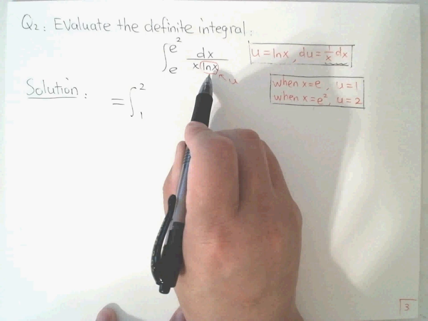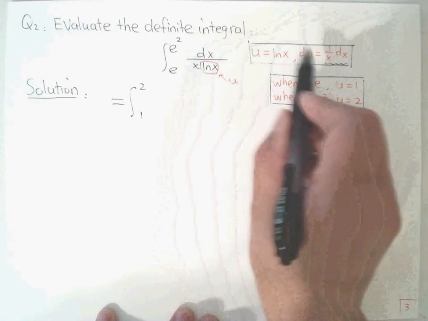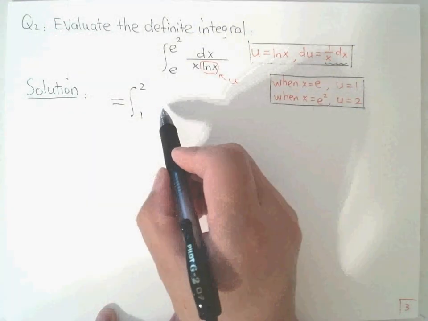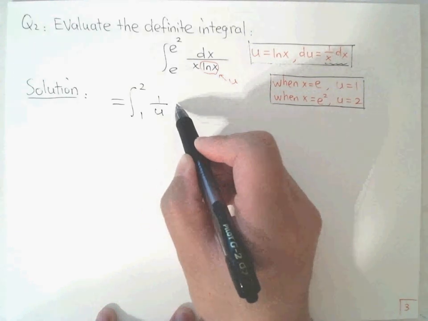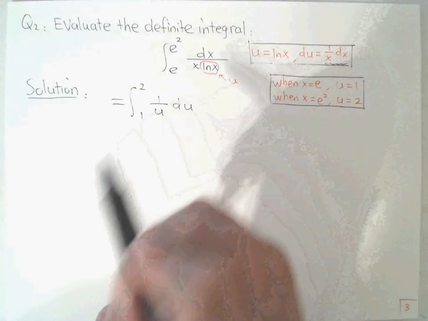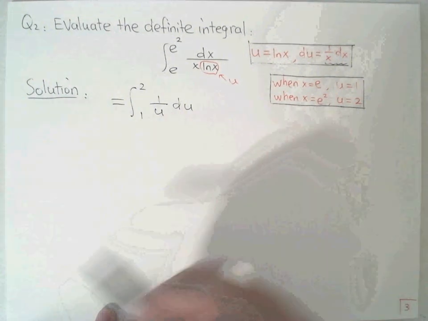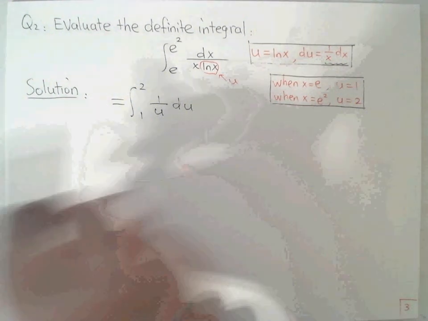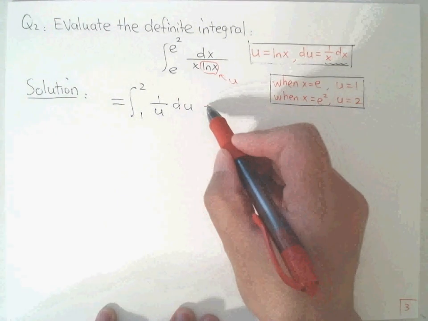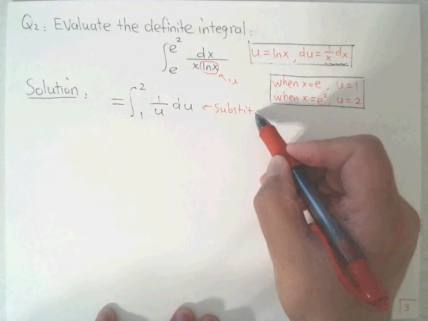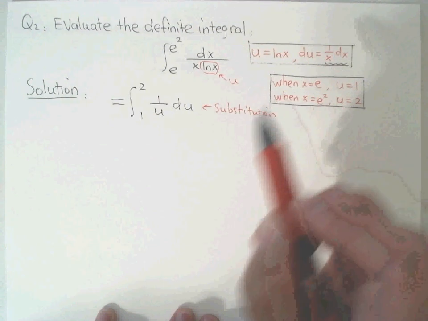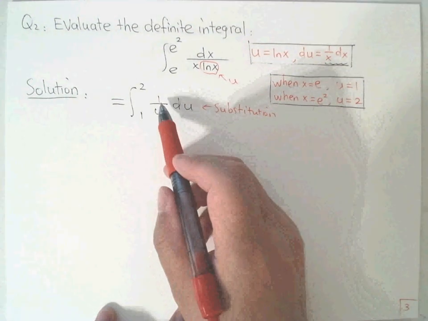So you can see, right? This is u, and that is du. So what do we have? So 1 over u, right? And then du. Is this correct? Yes, definitely. Okay. This step is substitution. Okay. Substitution step. And then now you know what this is.